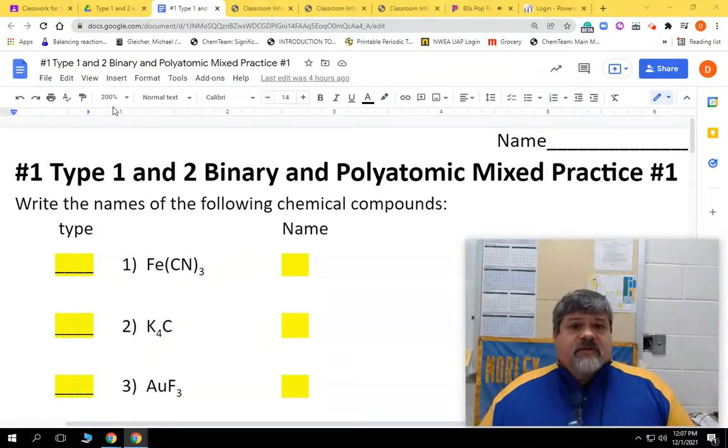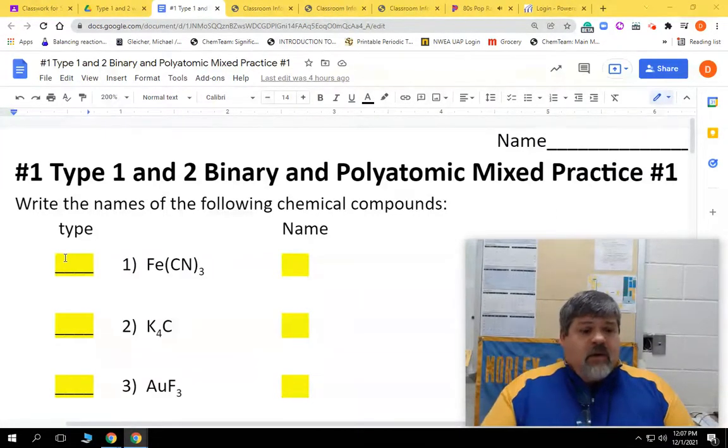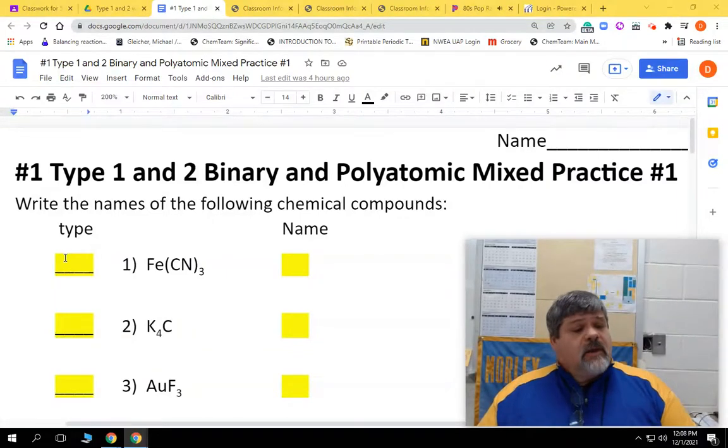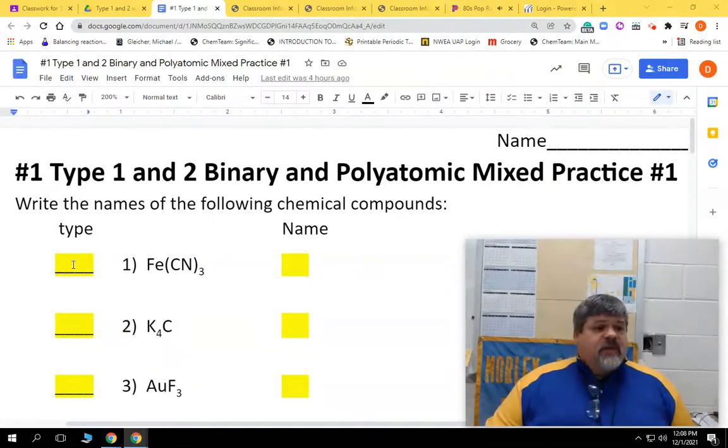So one of the first things we got to make sure that we do is we're going to pick out the type. Okay, so we need to know the type, and that means it's either type 1 or type 2. And then we're going to do, is it binary or is it polyatomic? Okay, so let's go ahead and look at the first one that we have right here.